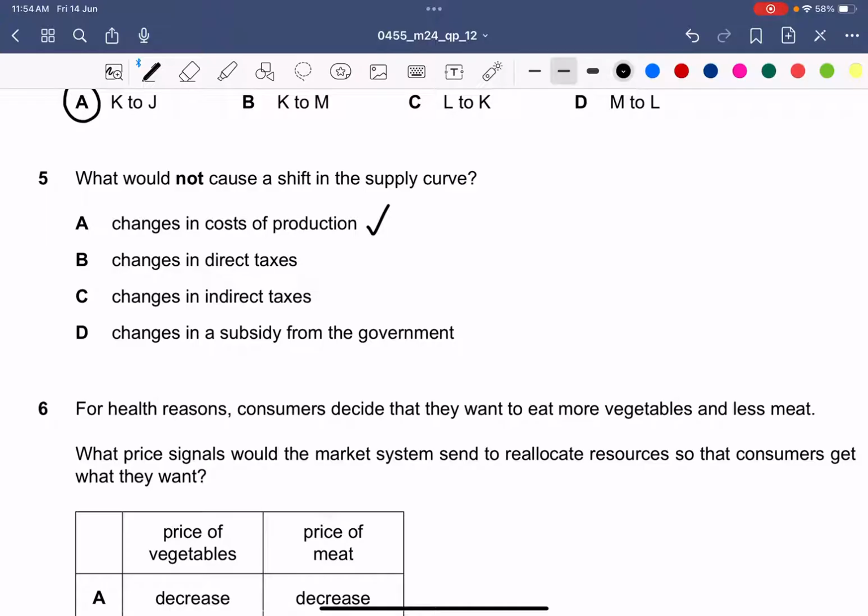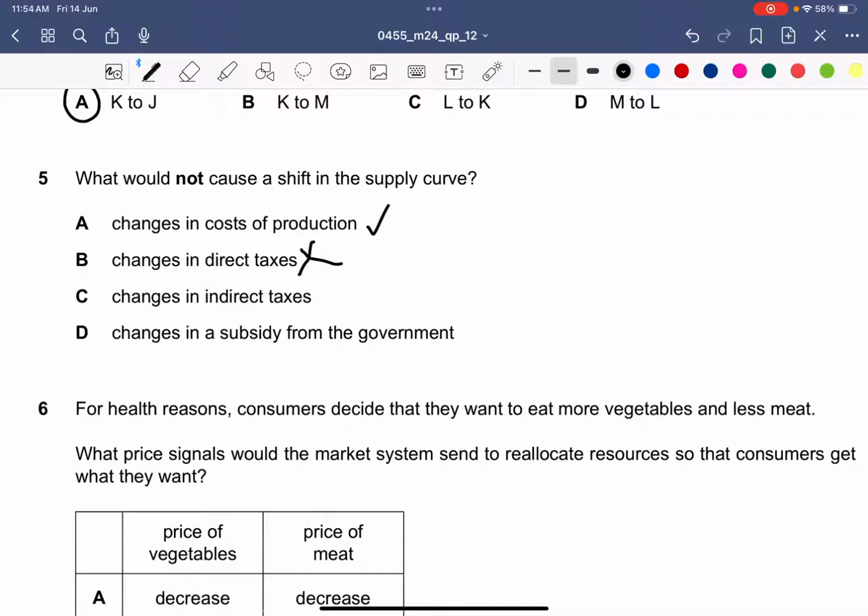Changes in direct tax. No, this will not, because direct tax is a tax imposed on individuals' income and the profits of firms, so this affects the purchasing power and demand, so not the supply. Okay.